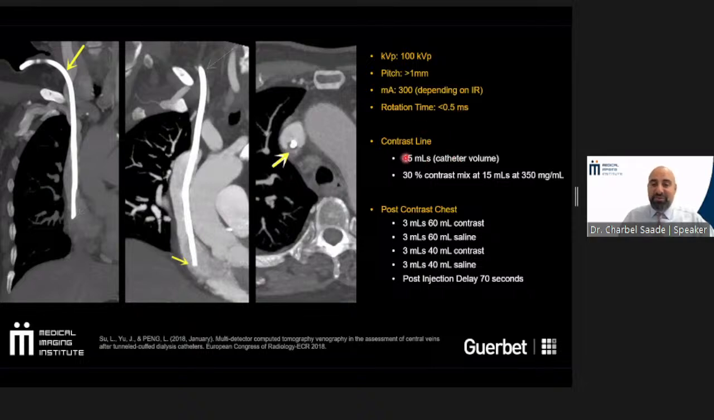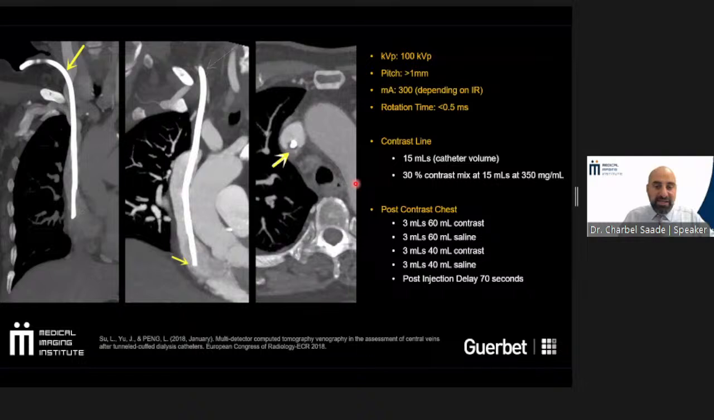What they did was they put in 15 mils. The catheter is 15 mils, okay, in volume, because you can see how much volume is in there. And what they then did was they pre-mixed the contrast, 30% contrast at 15 mils, and then the rest was saline. And all they did was inject it into the line. And then they held it. And then they just did a standard scan. Again, you can actually see that the contrast is filled nicely. They used a post-CT chest contrast protocol.